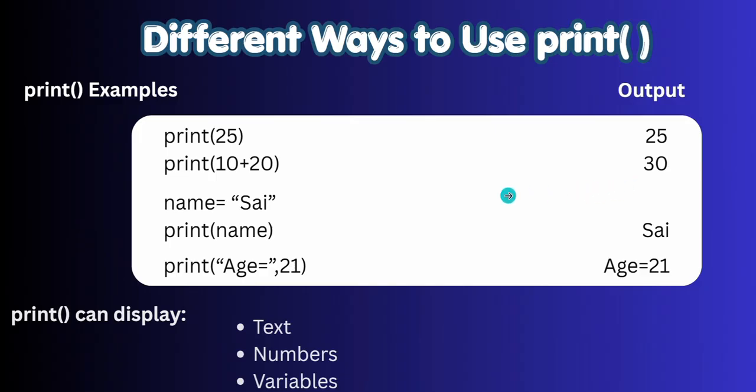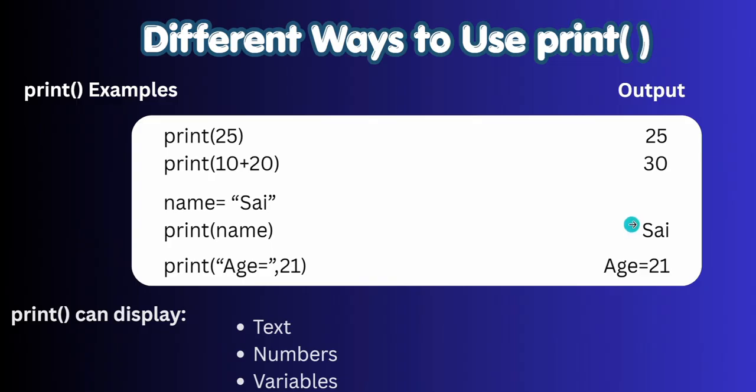Now suppose we have a variable name equals to Sai. If we write print name, Python doesn't display the word name. Instead, it displays the value stored inside that variable, which is Sai. This is how variables and print function work together.